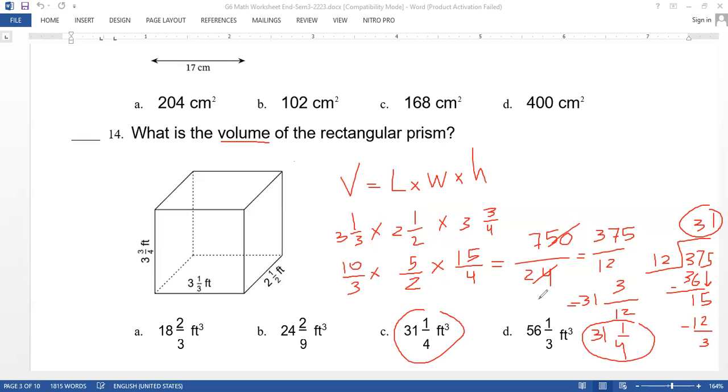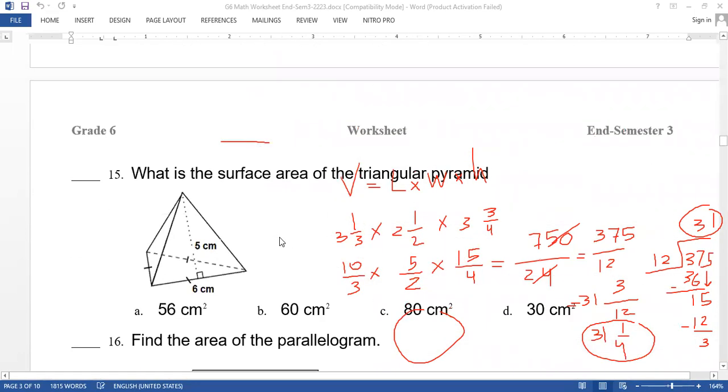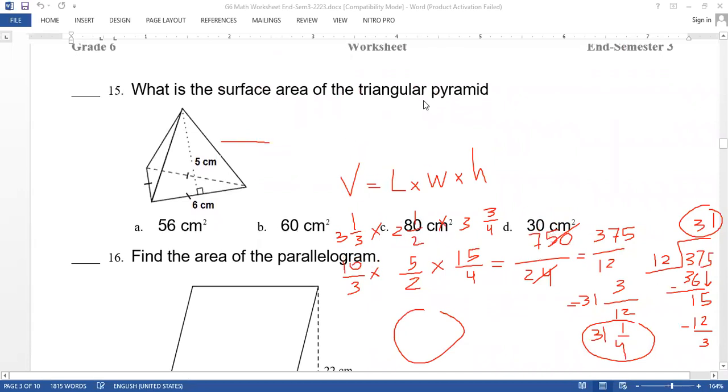You have to work in steps. You have to be careful while you're working in steps. Next question. Question 15.